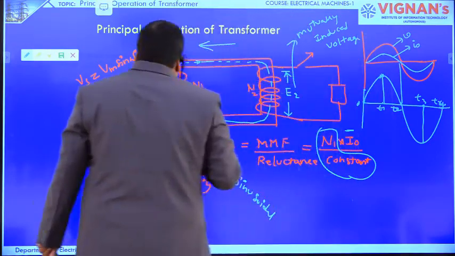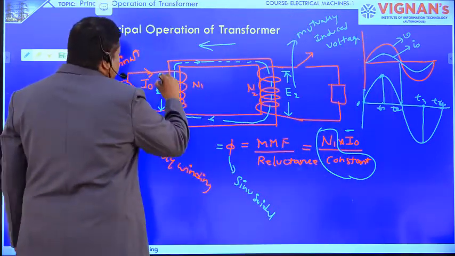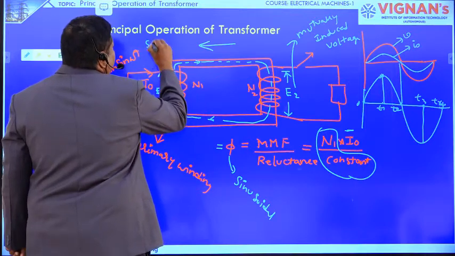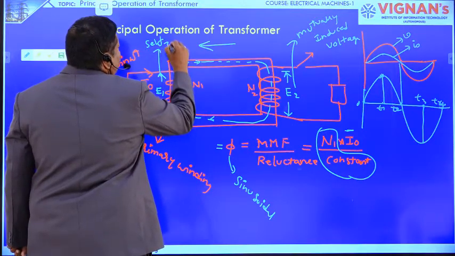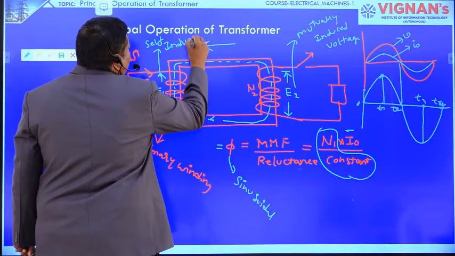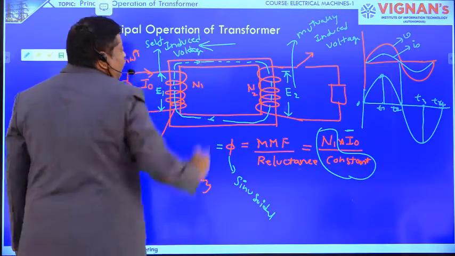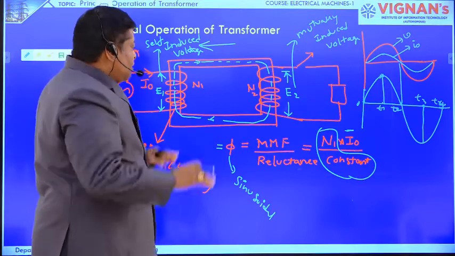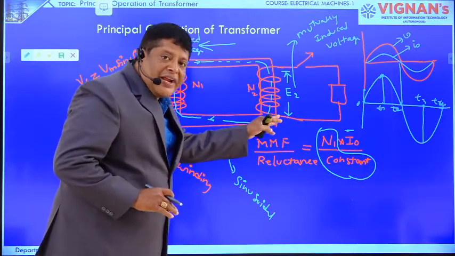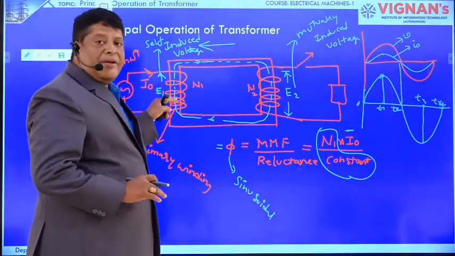This is the self-induced voltage. This E1 is nothing but a self-induced voltage. There is a mutually induced voltage in the secondary winding and a self-induced voltage in the primary winding.